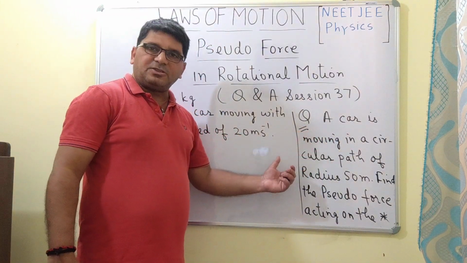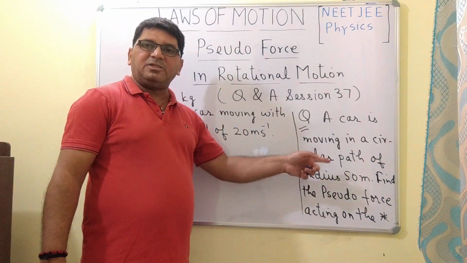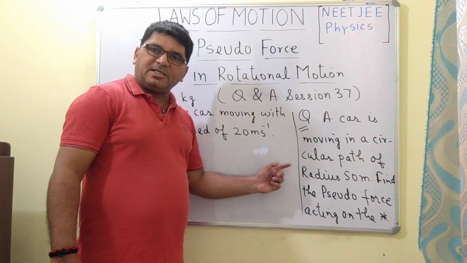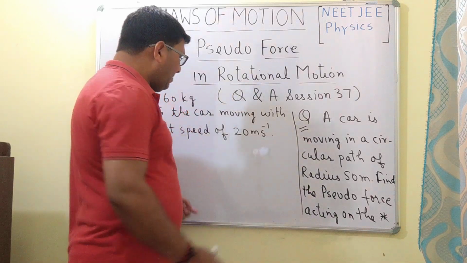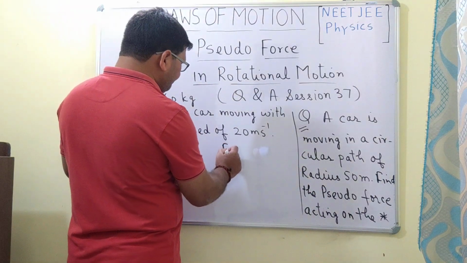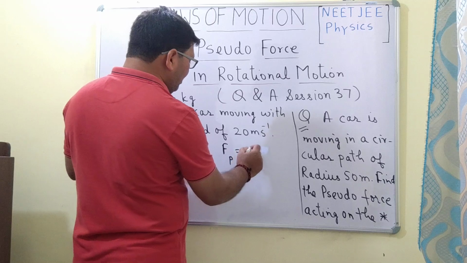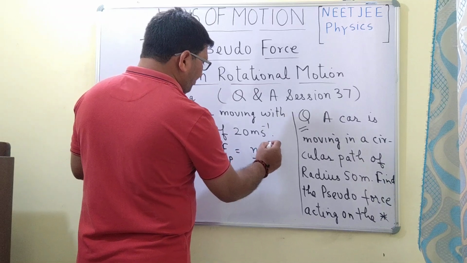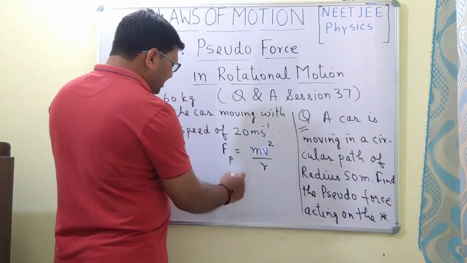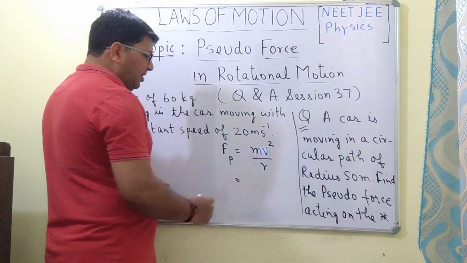And in this case, the pseudo force will be acting in the opposite direction of the centripetal force, that is, it will be acting radially outward, and its magnitude Fp will be equal to mv square by r. So this is the formula for the centrifugal force. So the magnitude will be equal to mv square by r.